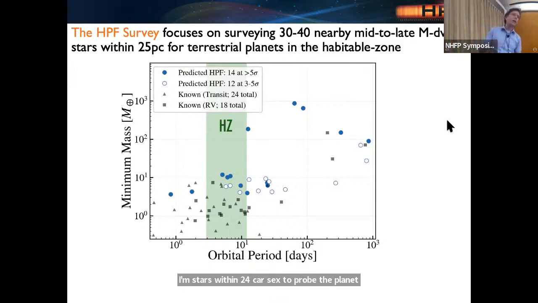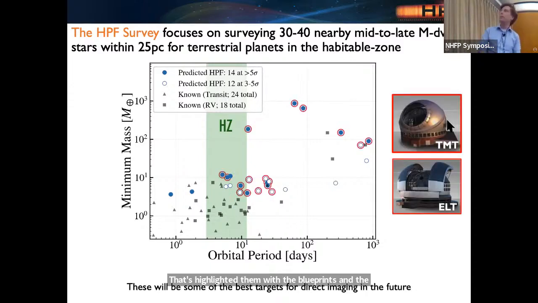Here I'm showing the expected yield of the survey from a simulation in the minimum mass-orbital period plane, highlighting a nominal habitable zone around the ultra-cool star there in green. We expect to detect about a dozen planets at high significance, and about double that at lower significance. That's highlighted with the blue points and the white points, respectively.